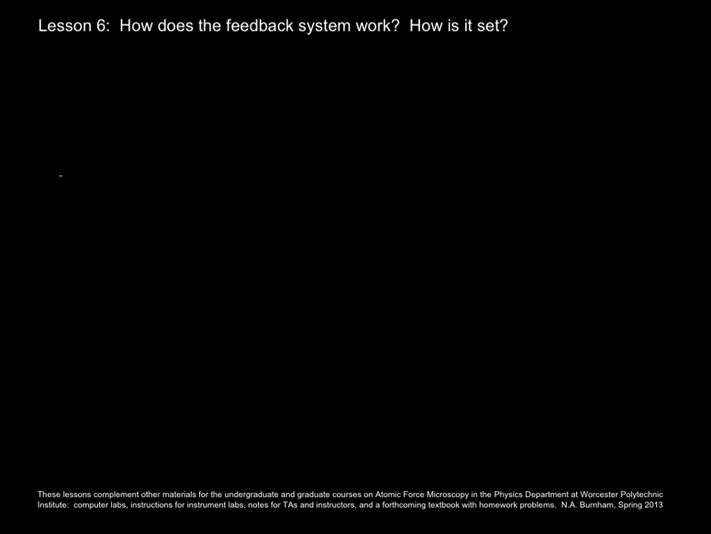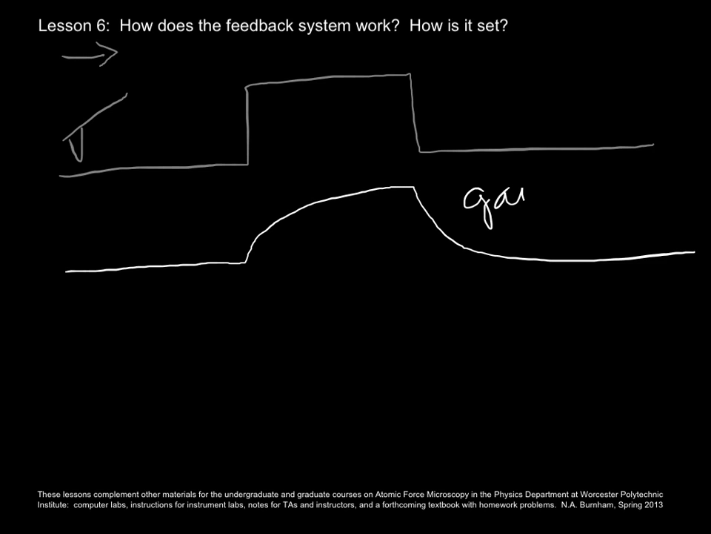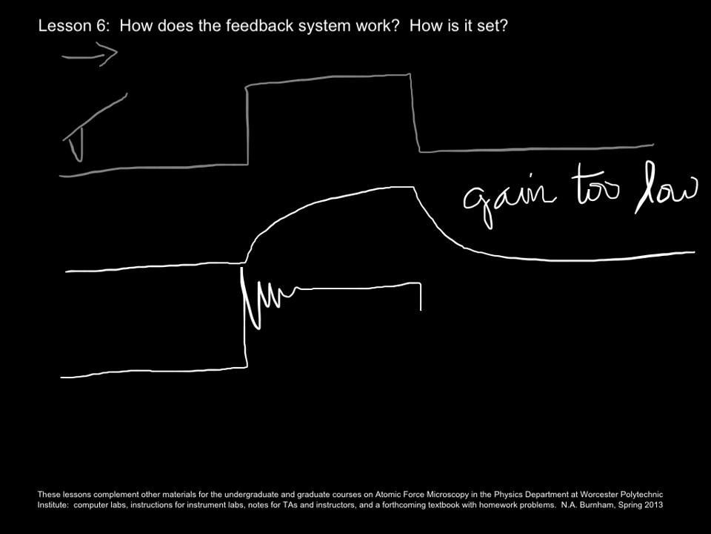How do you set the feedback loop? Well, let's take another look at our cross-section, square, and a cantilever moving left to right. If the feedback loop is set too low, the gain, you get a cross-section that looks like this. So here the feedback loop is responding too slowly to give you a good representation of the surface. If you set the gain too high, what happens is the Z scanner overshoots and you get oscillations.